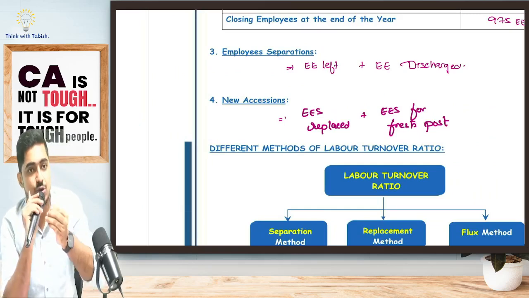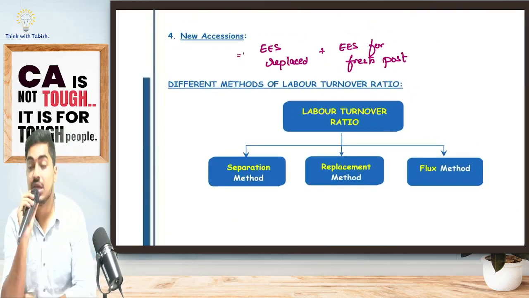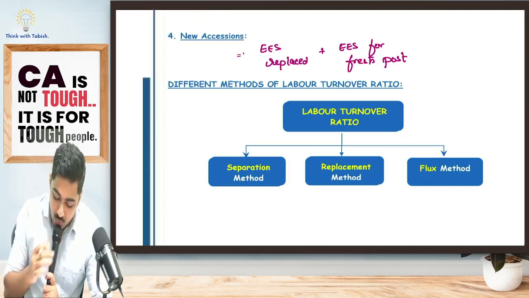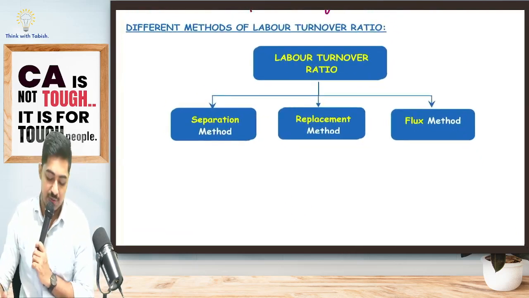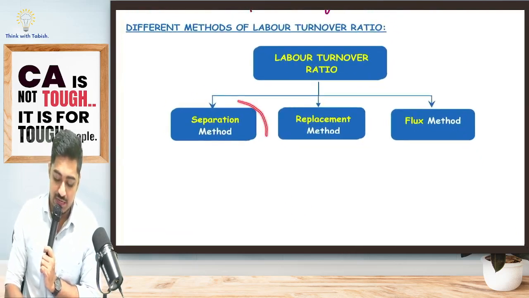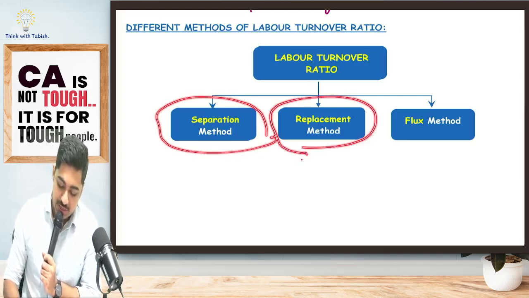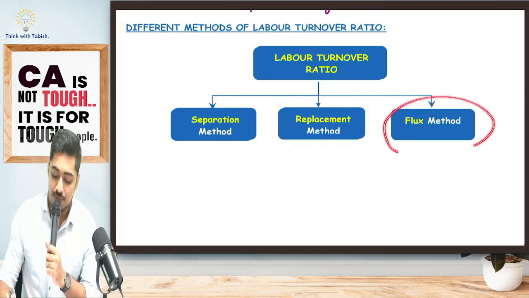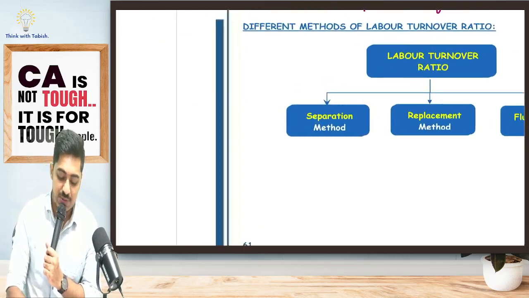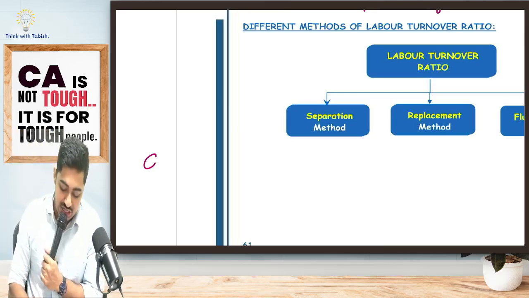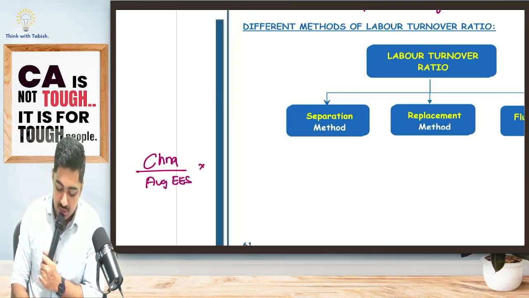Perfect. Shall we slowly continue our discussion further? There are 3 different ways of calculating my labor turnover ratio. What are those 3 different ways? Can you guys repeat it? Yes, first method is going to be my separation method. Second method is going to be my replacement method. Third method is going to be my flux method. Okay. What is the simple structure we had developed and kept? Sir, we told we want the percentage change. So it is change divided by average number of employees into 100.